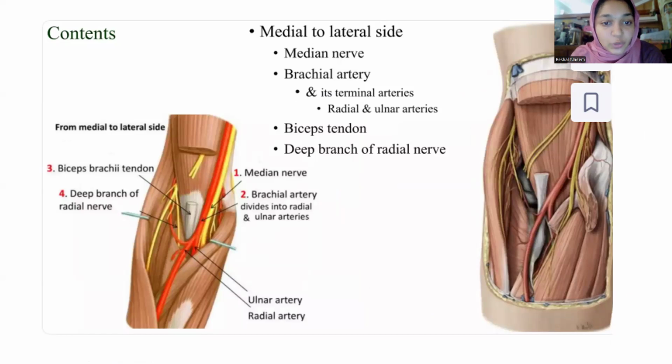Moving on, we have the contents of the cubital fossa, as I told you. First, you have the median nerve on the most medial side here. And then for B, you have the brachial artery, which divides into the radial and ulnar artery at the head of the radius. And then you have the biceps brachii tendon. And then you have the superficial branch of the radial nerve, and this is the deep branch of the radial nerve. Sometimes the deep branch of the radial nerve will be part of the contents, sometimes it will not. You should always write both of them, the superficial and deep branch of the radial nerve.